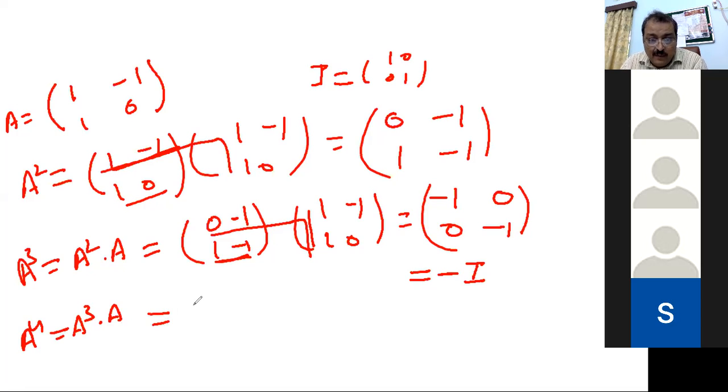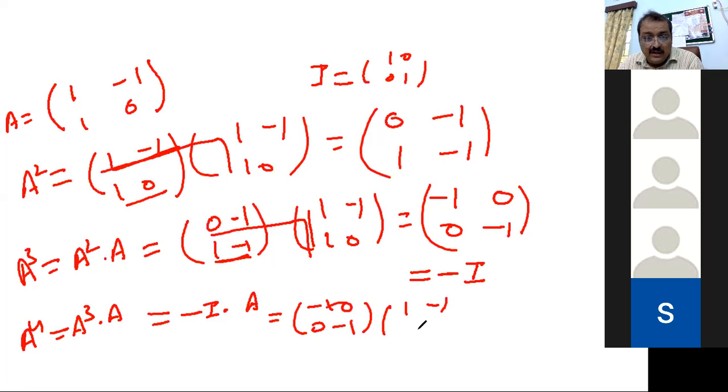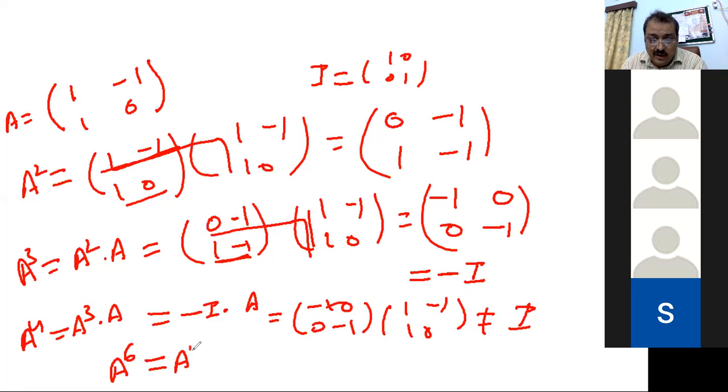So this is again -I into A. So [[-1, 0], [0, -1]] and then again [[1, -1], [1, 0]], which is clearly not equal to identity. So ultimately कहाँ मिलेगी ये, this is giving you A to the power 6 is equal to A to the power 5 into A. So identity you can just verify this है। तो जब इसको वेरीफाई करेंगे आप तो क्या मिलेगा कि ये A to the power 6 पर हमें आइडेंटिटी मैट्रिक्स देगा.